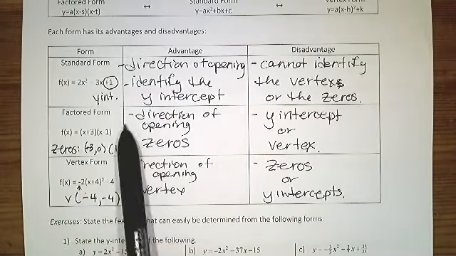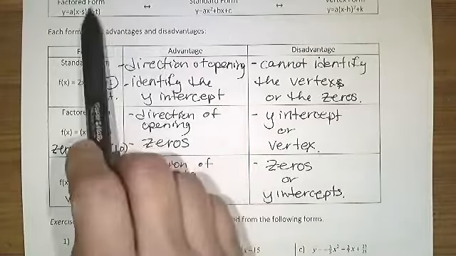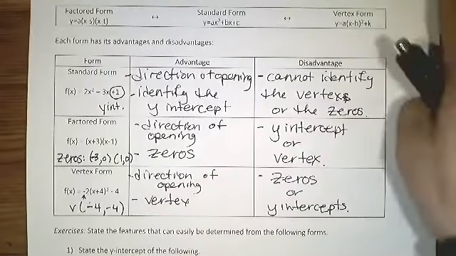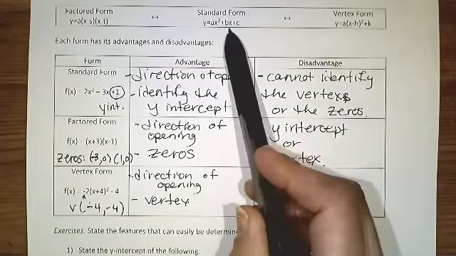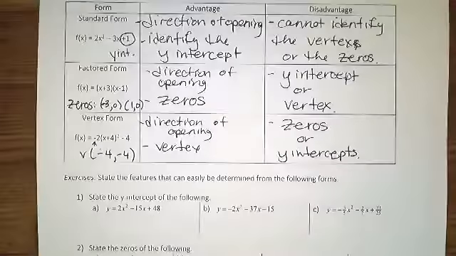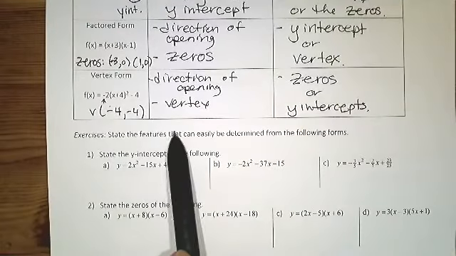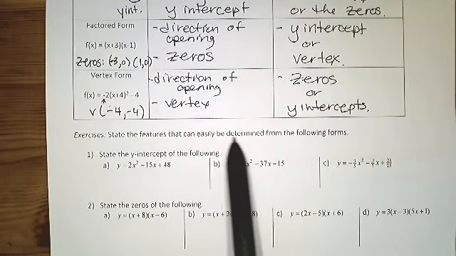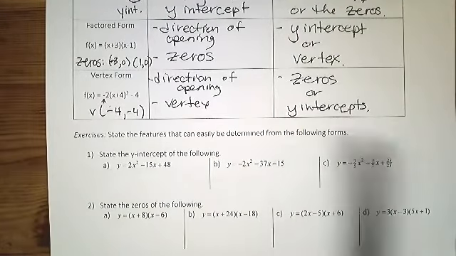So that's why it's important that we're able to move from one form to the other. Depending on what the question is asking us, we might have to take one form and rewrite it in one of the other two forms. So let's look at some exercises here first. State the features that can easily be determined from the following forms.